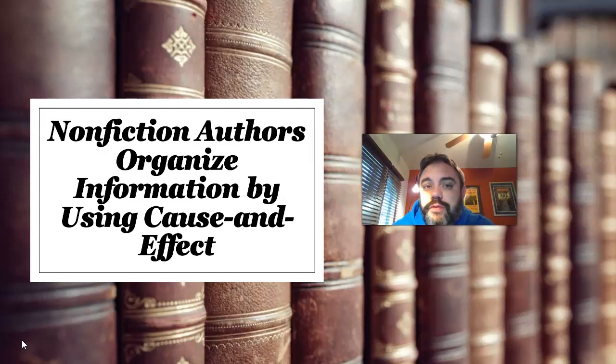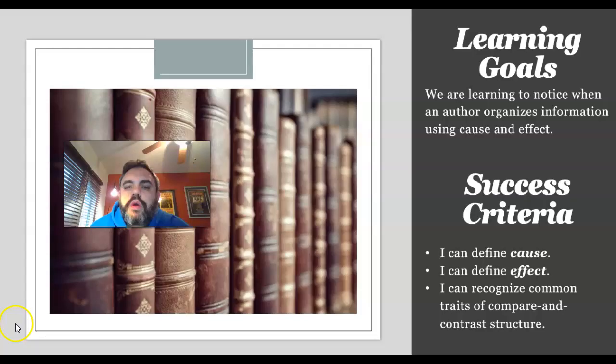All right, as always, we have some learning goals and success criteria. So let's head on over and see what we got going on today. Our learning goal is pretty simple today. Today we're learning how to notice when an author organizes information using cause and effect.